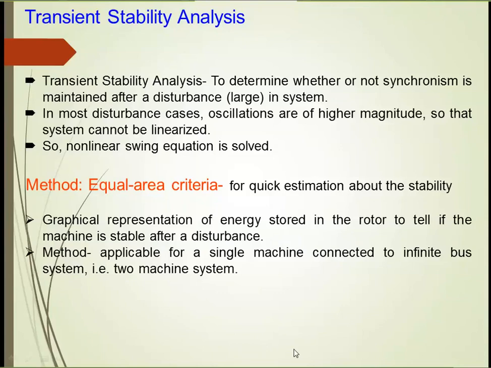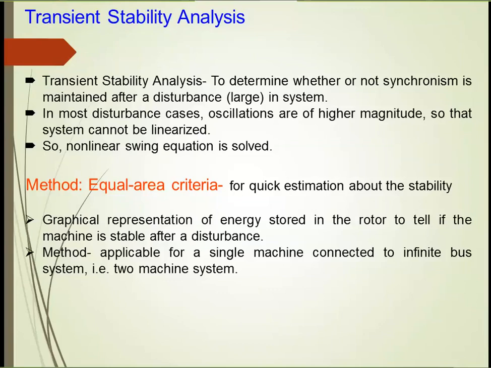So you have a smaller machine and a larger machine, and then you want to analyze the stability following the method as referred to in the equal area criteria. But it cannot be applied for a multi-machine system. By the word multi-machine, we mean more than two machines here.